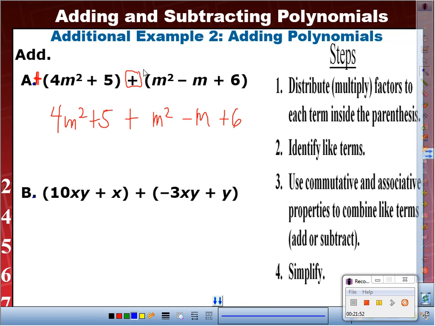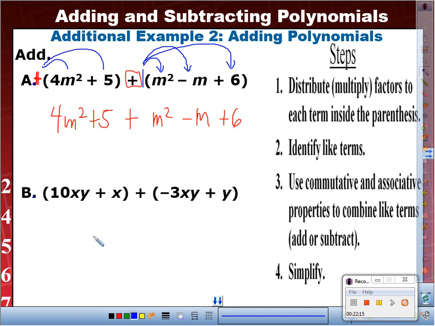What would be an invisible number in front of this parentheses here? 1. What is 1 times m squared? M squared. What is 1 times negative m? Negative m. What is 1 times 6? 6. What is the invisible number here again? 1. What is 1 times 4m squared? 4m squared. And this is plus 5. Everybody with me? All I need to remember is drop the parentheses and bring down the plus sign. Are we there? Do we know what to do from there?